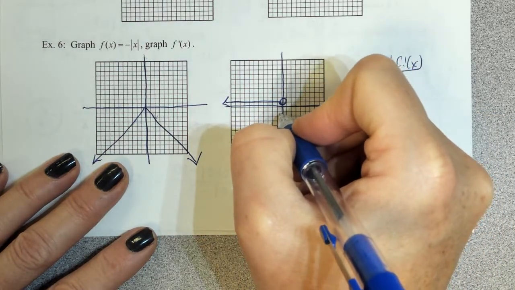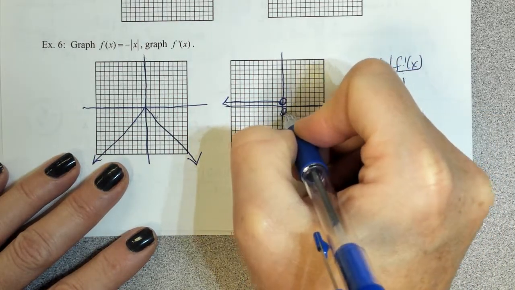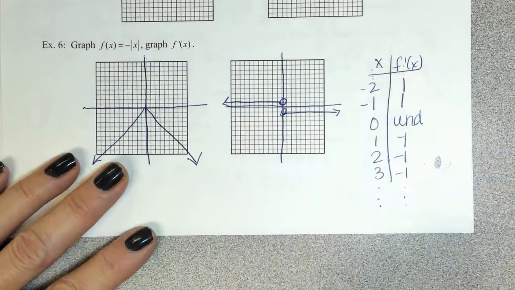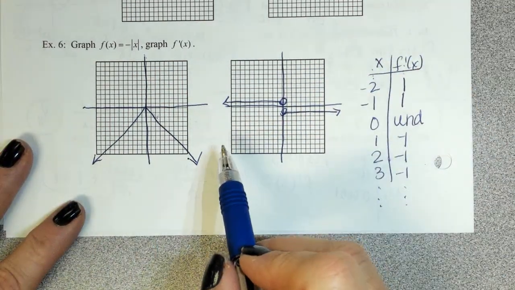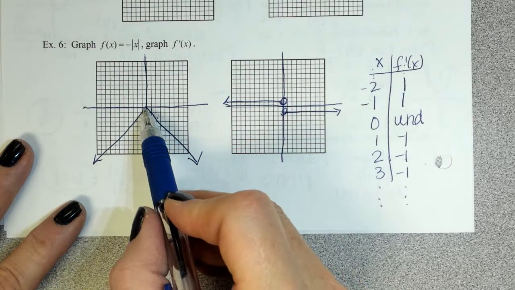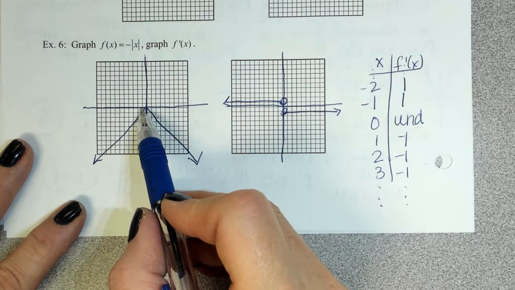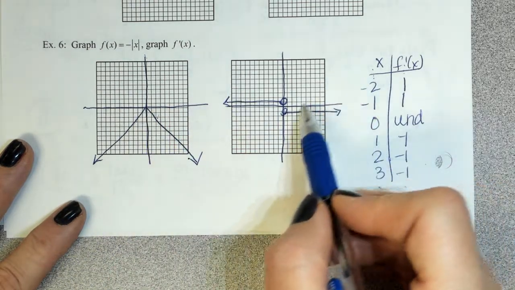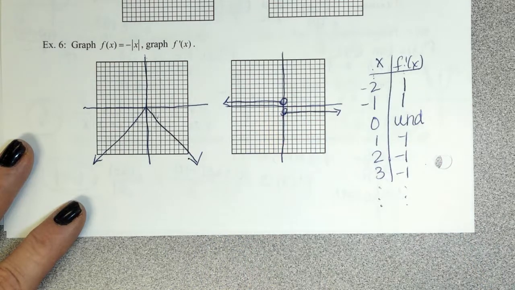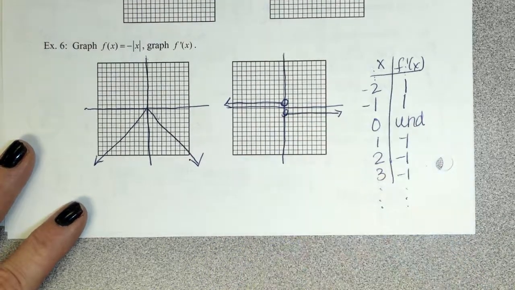And then I'm going to have answers of -1. At 0 it's undefined again, but it's going to look like that. Okay, and the reason why is even here at -0.1, that slope is 1. So as close as I can get to 0, the slope was 1, and then it switches to -1.